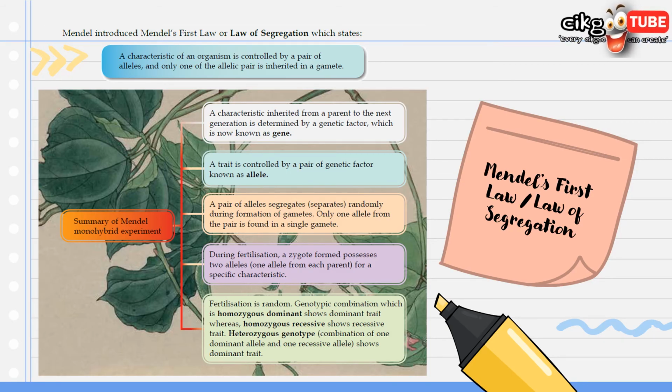So Mendel's first law states that each characteristic of an organism is controlled by a gene or a pair of alleles, and during gamete formation, the two alleles segregate from each other and each gamete has only one allele from each pair. During fertilization, a zygote forms that possesses two alleles for a specific characteristic. Fertilization is random, so the homozygous dominant genotype shows the dominant trait, whereas homozygous recessive shows the recessive trait. A heterozygous genotype is a combination of dominant and recessive alleles, which shows the dominant trait.